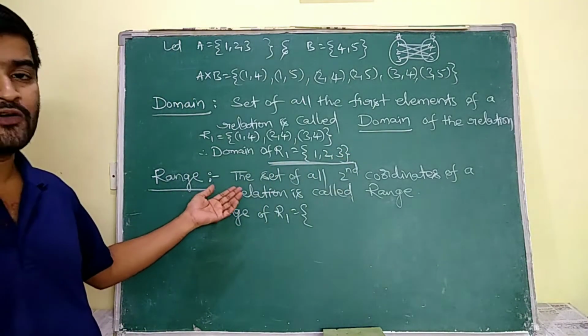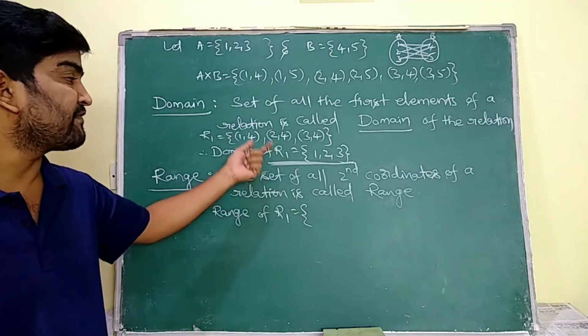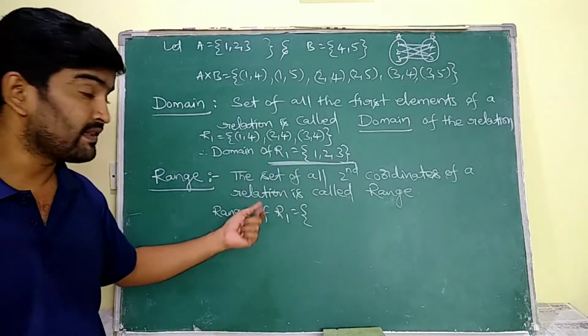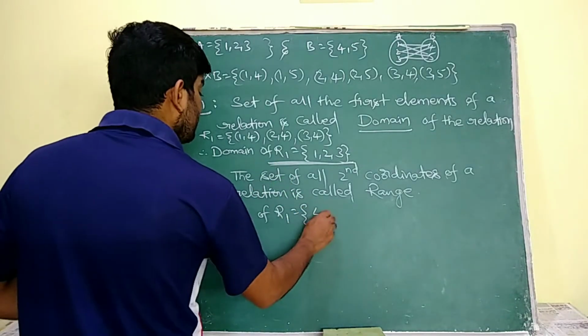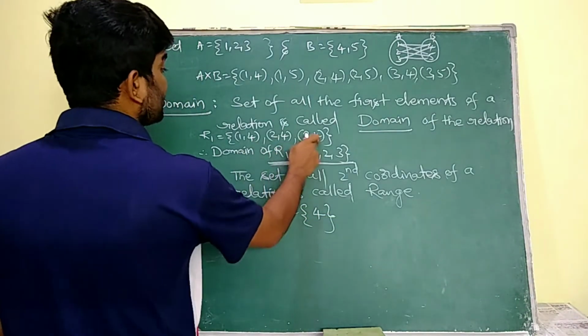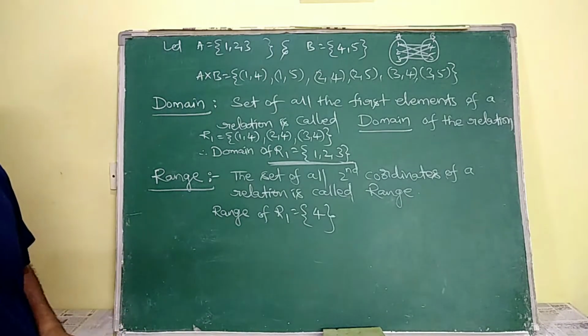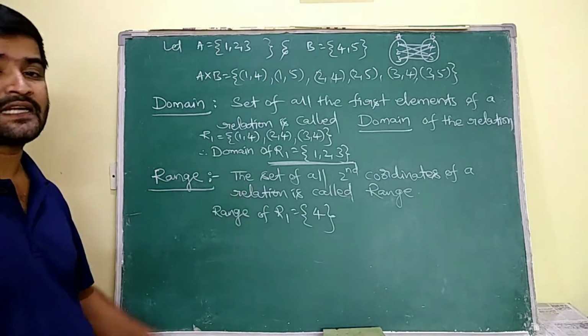Similarly, if we place all the second elements of a relation into a set, then that newly formed set is known as the range. So here what is the range? 4. Why? Because all these have 4 as the second element. So the range of the relation is {4}.